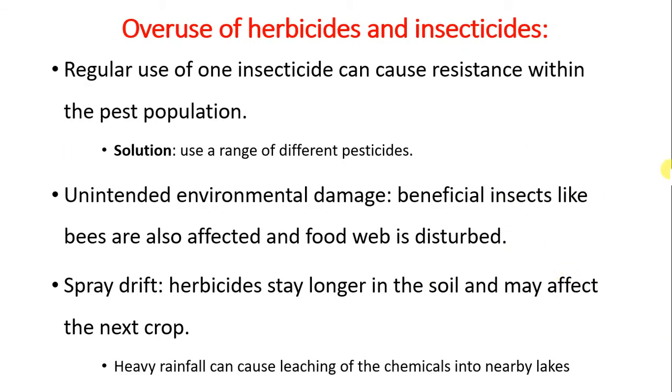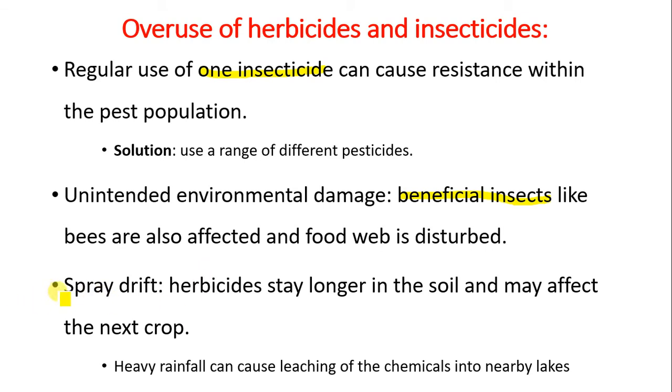Now, overuse of herbicide and insecticide. Regular use of one insecticide. Take note, regular use of one insecticide can cause resistance within the pest population. Solution, you should use a different range of pesticides. Now, unintended environmental damage, such as beneficial insects like bees, are often affected and the food web is disturbed when you use insecticide, you kill them.